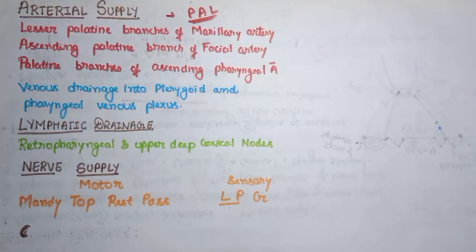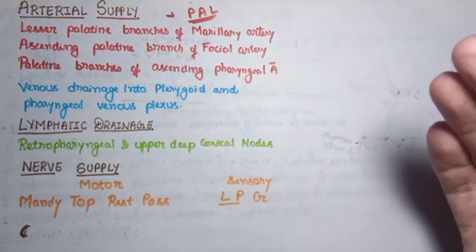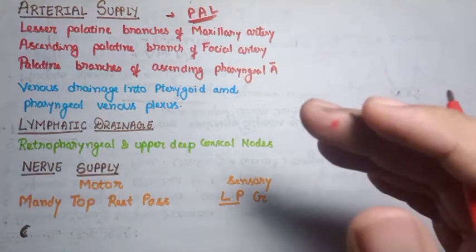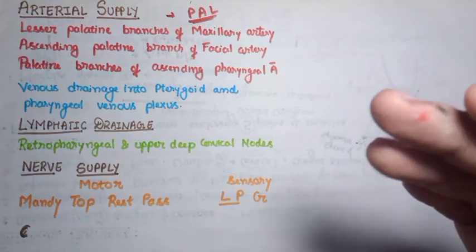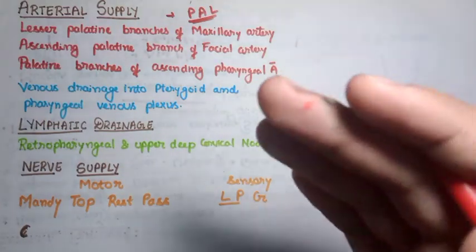Now let's talk about the lymphatic drainage. Lymphatic drainage is also very important. The hard palate and the soft palate mostly drain into the retropharyngeal and the upper deep cervical nodes. What about the nerve supply? Nerve supply may be motor to the muscles and sensory from the palate.